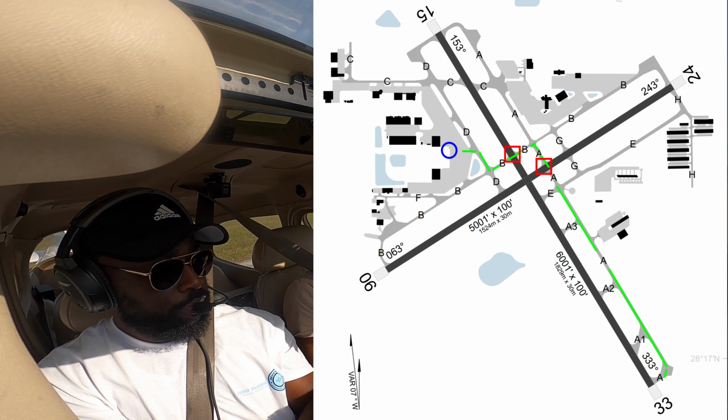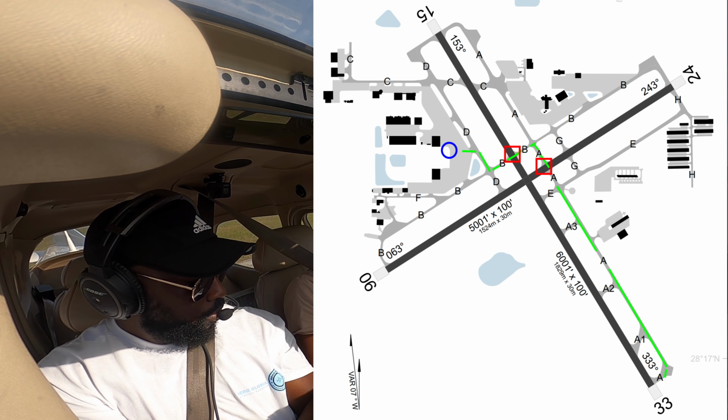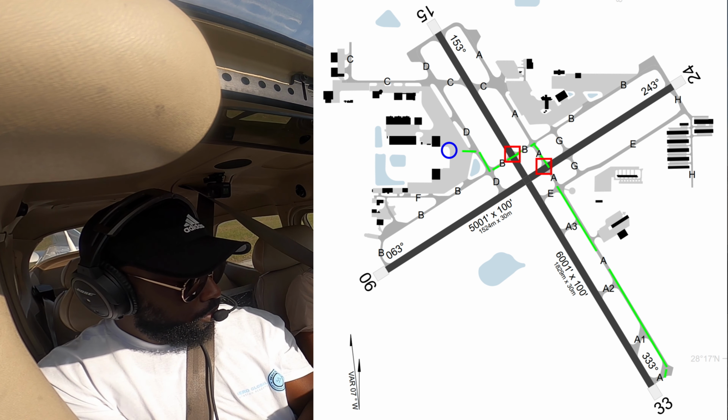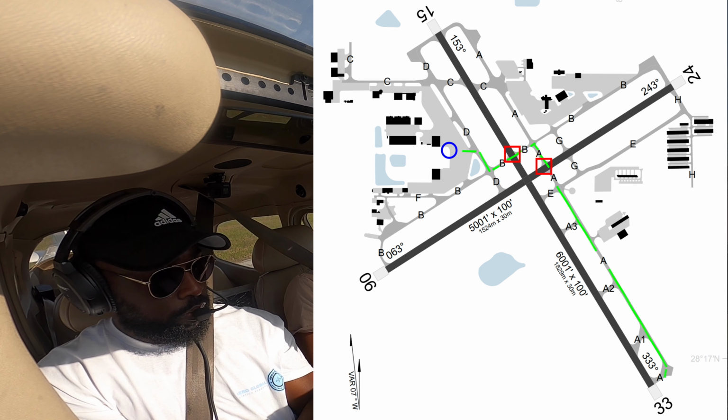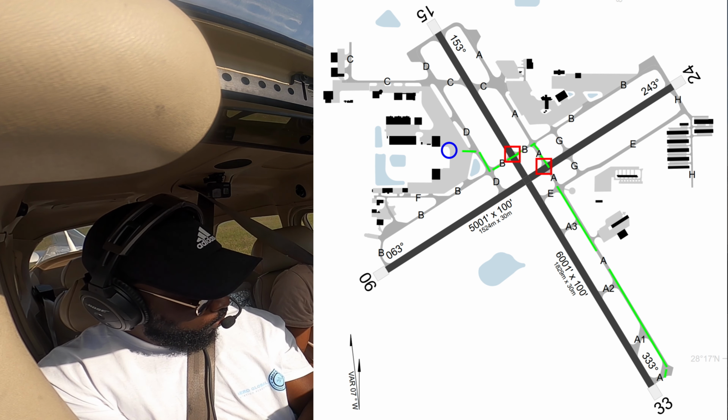So we really didn't have to hold short of that runway, probably because the runway was not active. So just to give you an idea, sometimes it could be a lot easier. You could get easier taxi instructions depending on what runway they're using.